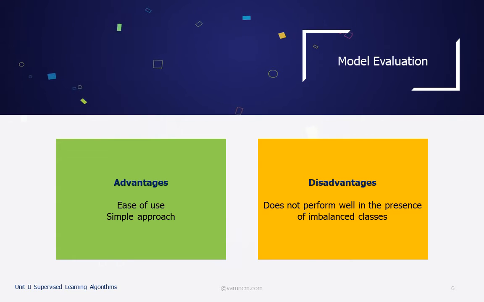But on the other side, when there are imbalanced classes, when a number of imbalanced classes are available, at that time the accuracy method which we have seen may not perform well. This is the only disadvantage of accuracy. Because of this disadvantage, we are going to move to some other evaluation methods, which we will see one by one.